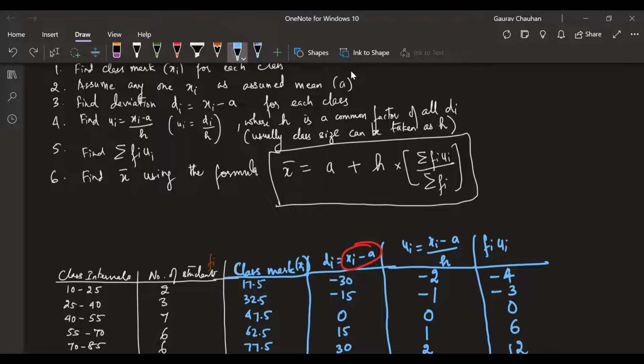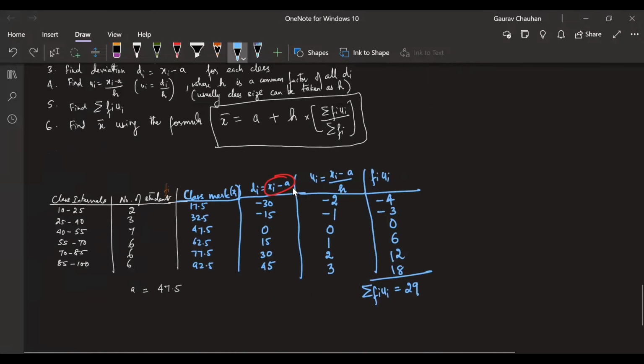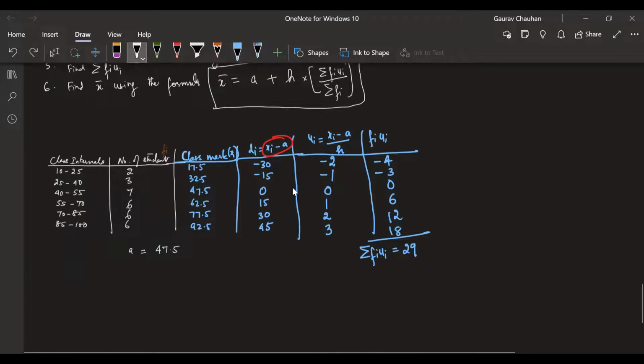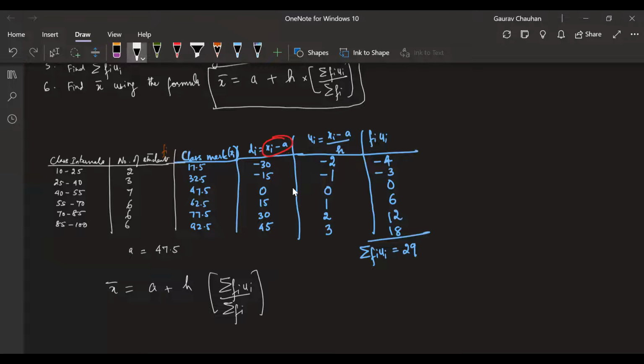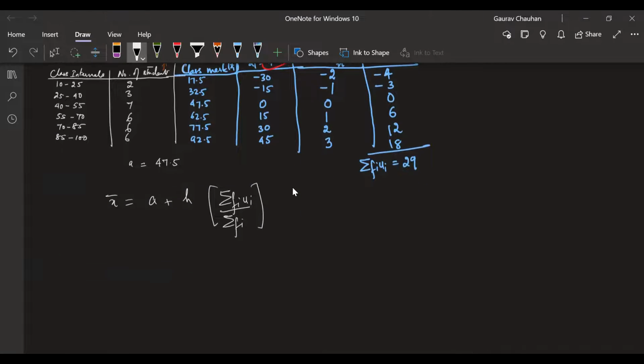Obviously you will argue that, sir, if we have a calculator it does not make a difference. You are right in that way, but this is another method in our textbook, so we're just going to learn that. So x bar is equal to a plus h into sigma fi ui by sigma fi. You have to remember all these three formulas, and if you understood how we arrived at them one after the other, you won't even need to memorize, you just have to remember the first thing.